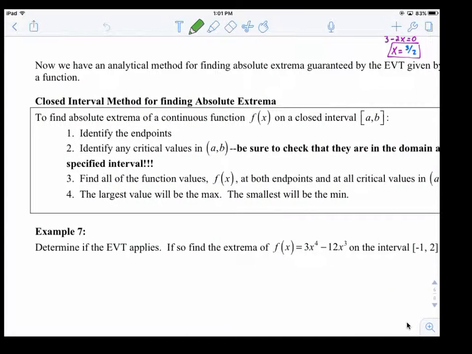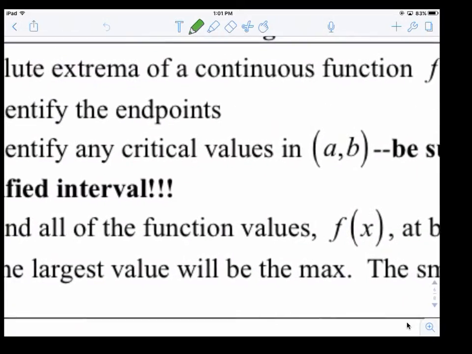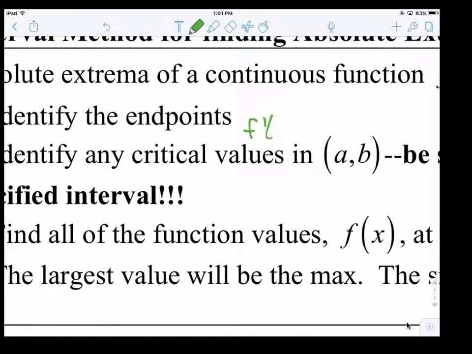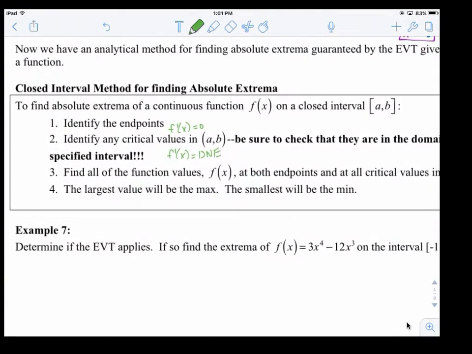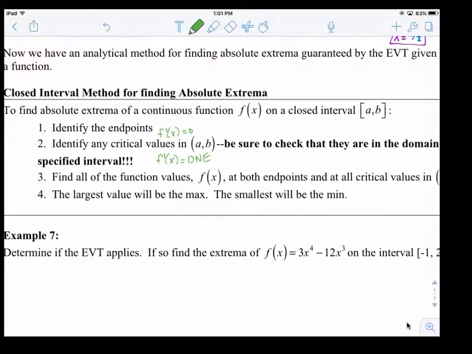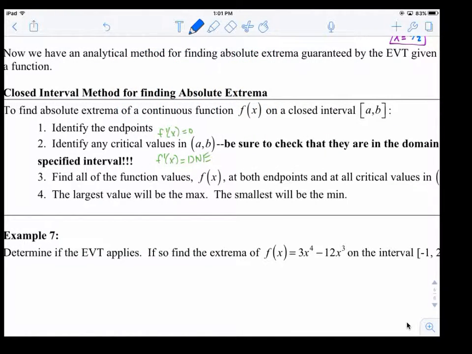The next step is you want to identify any critical values in the open interval. Be sure to check that they're in the domain and in the specified interval. So any critical values, again, that's when your derivative is equal to 0 or does not exist. Then what you're going to do is evaluate the original function at both of the endpoints and then also your critical values. And then the highest one, the largest value, will be the max, and the smallest one will be the min. So it's a couple steps, but it's not too difficult.